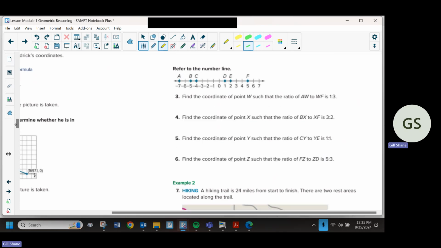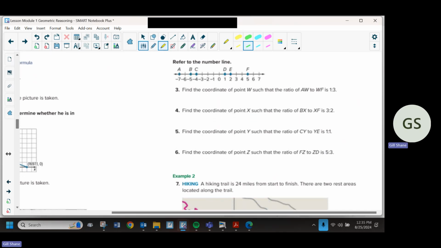So you have this in your books if it's too small on here. So I'm doing number 6. Again, if they give me ratios and I want to do it using weights, I have to flip the weights. So instead of the ratio 5 to 3, using that as the weights, I have to flip it. And my left weight is going to be 3. My right weight is going to be 5. What letters am I going from? It looks like I'm going from F to D, because I'm putting Z in between F and D.